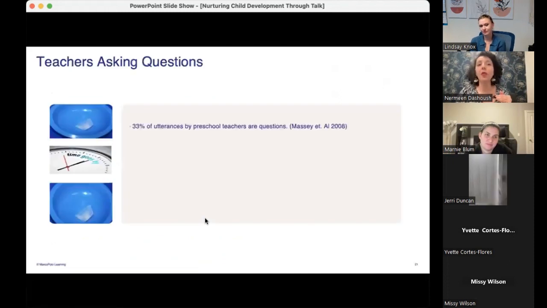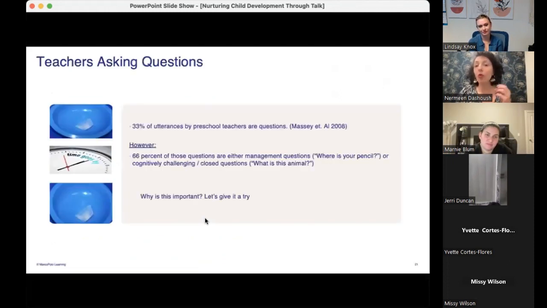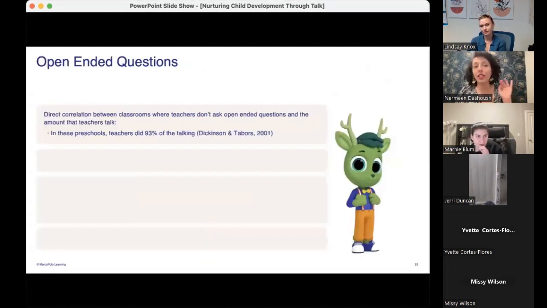Okay. We're going to go into teacher language around questions. Early on, Debbie was showing that she asked a question. 33% of teacher language is questions. So it's really, really important. If a third of what teachers are saying are questions, we really need to zoom in on what they're saying. But unfortunately, 66% of those questions are just management questions. And so we want to elevate it into higher order, open-ended questions.